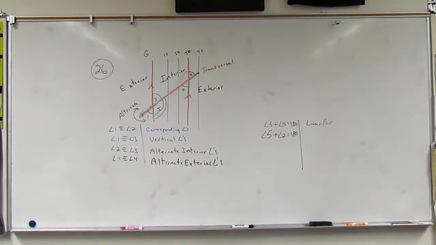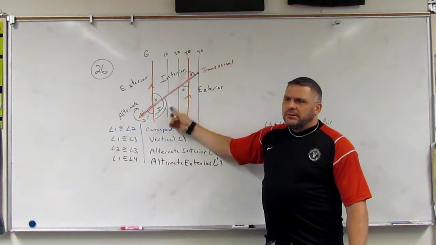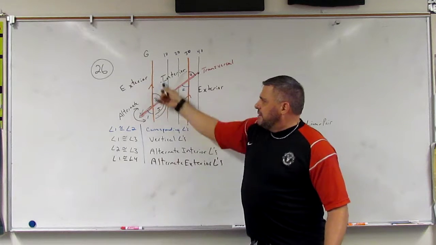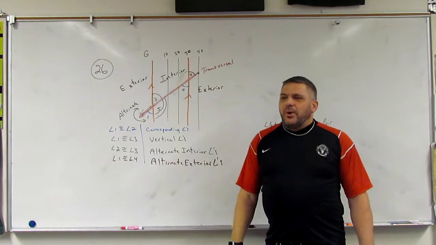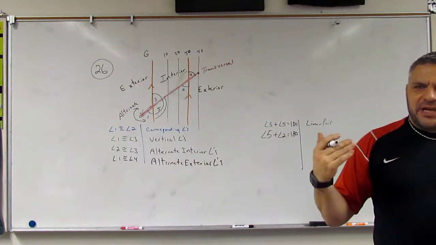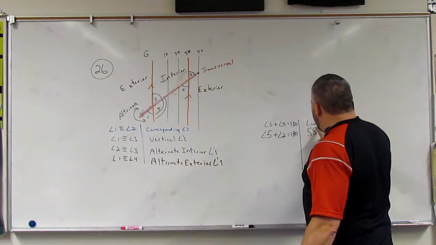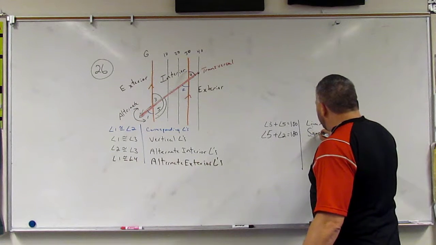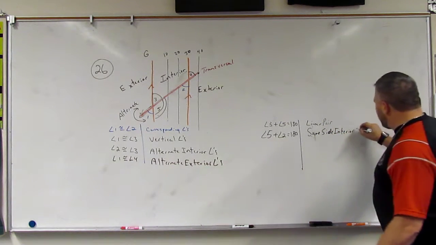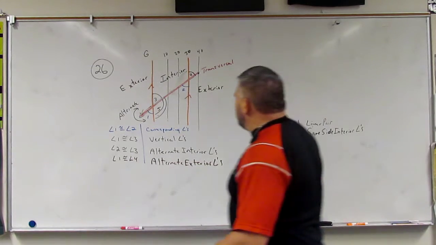Our new rule is, what are we going to call that? 5 and 2. Are they interior? Yes, they are interior. Are they alternate? Do they go on both sides? No. What do you call it when they're on the same side? Does that make sense? So they're called same side interior angles. Right? Same side interior angles add up to be 180.